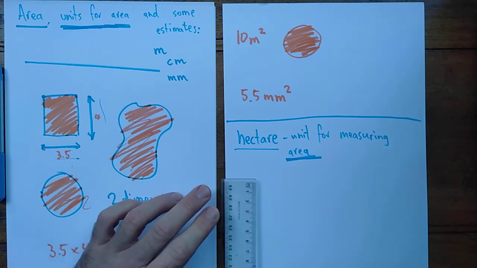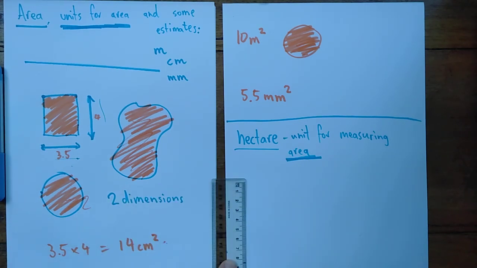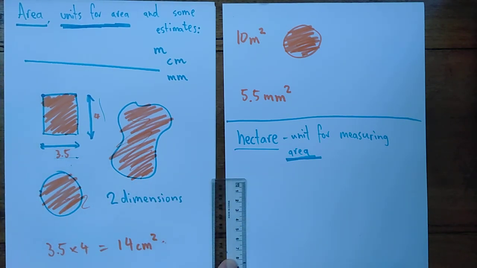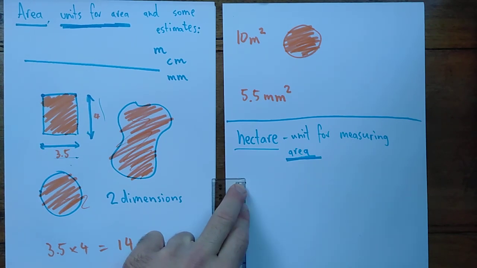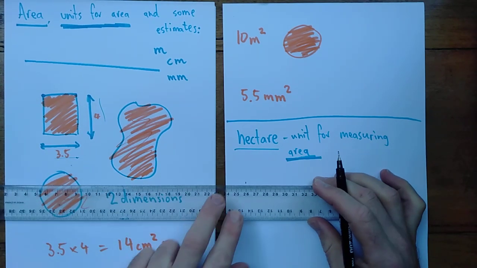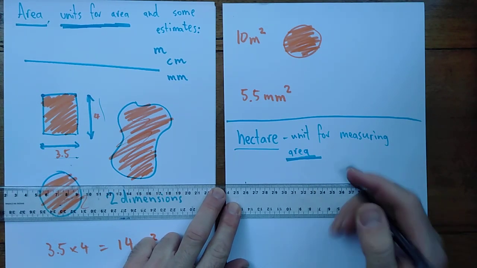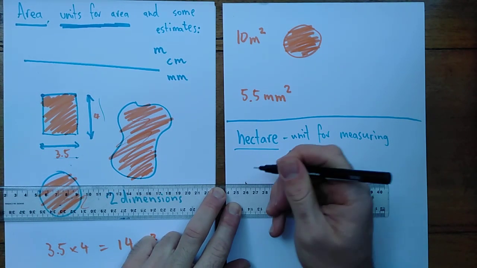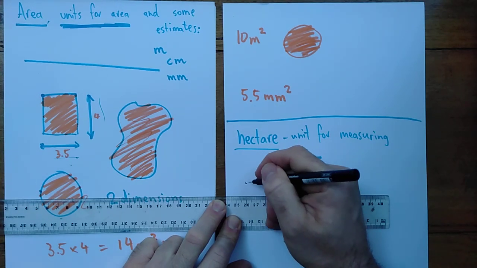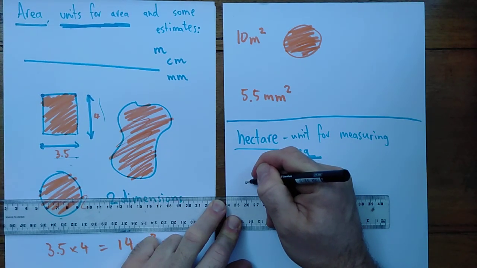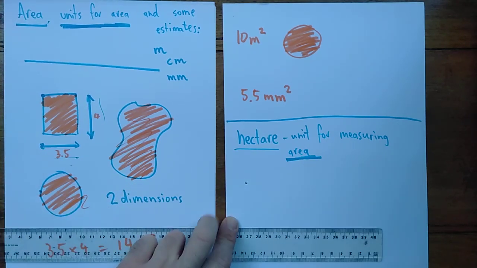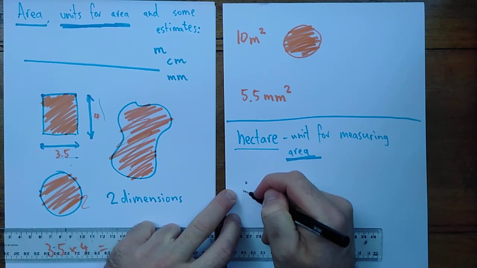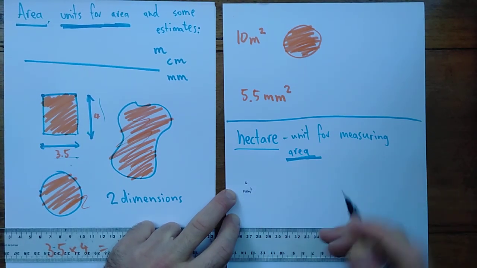So a square millimeter, I probably can't even draw. I might even try to get a thinner pen. A square millimeter is 1 millimeter long and 1 millimeter wide. So I get a tiny square. You might be able to see that on your screen. So all right, that's a millimeter squared.